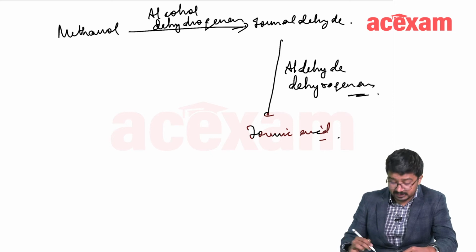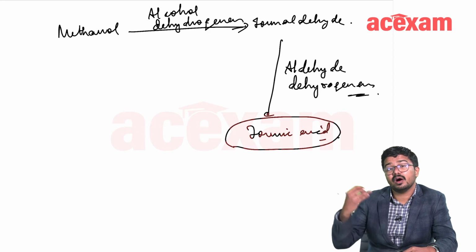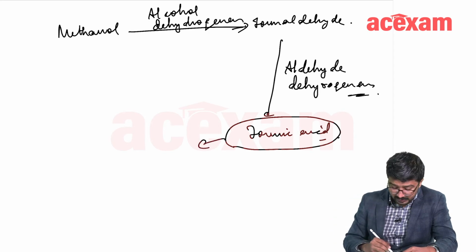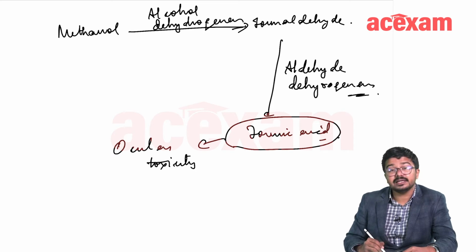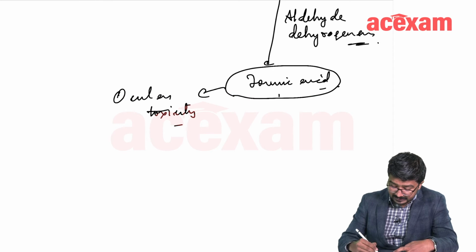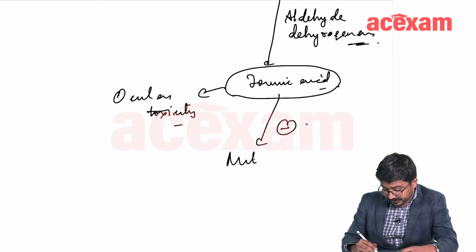And if you see this particular component, the formic acid, this is having ocular toxicity. So it can directly cause damage to the optic nerve. In addition, this formic acid can also cause inhibition of the mitochondrial respiration.